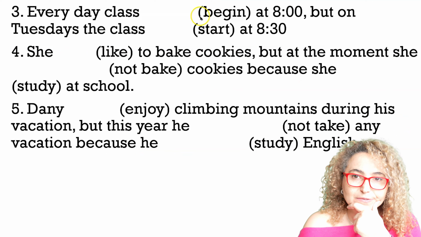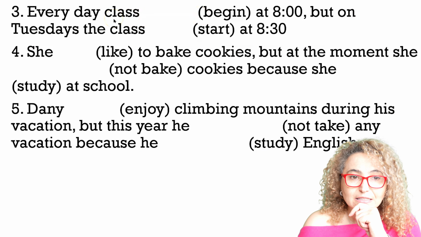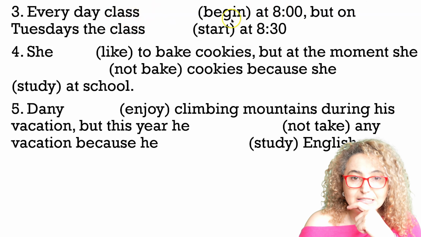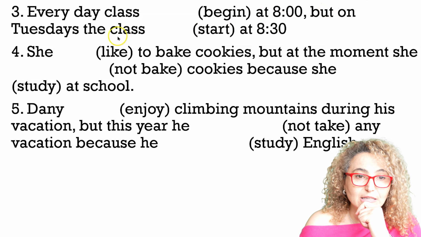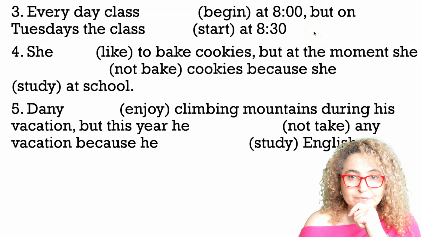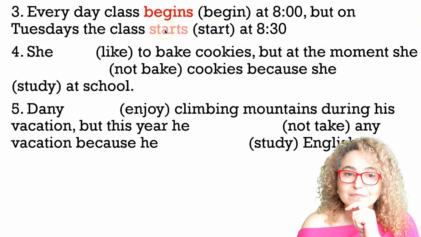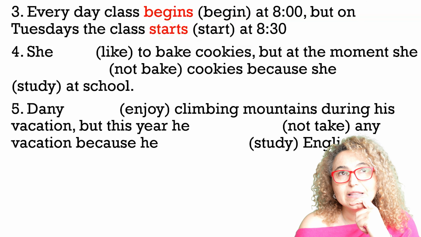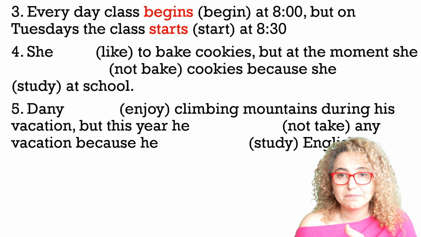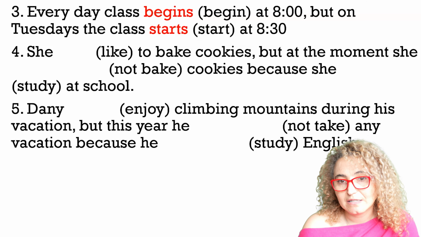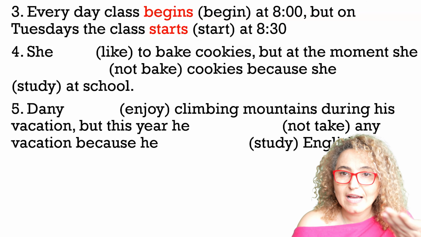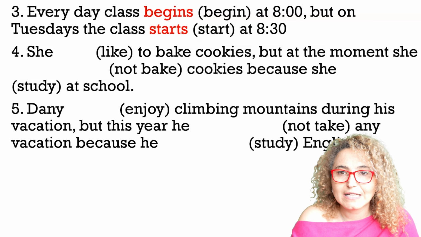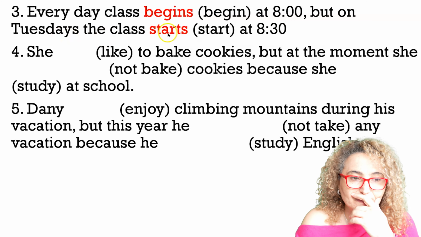Okay, what about this one? Every day, the class begin at 8, but on Tuesday the class start at 8:30. Begins, starts, because this is something that happens all the time. So every day the class begins at 8 a.m. but on Tuesday the class starts at 8:30. So it's like a habit. It's more like a fact. It's something that's always happening at the same time.